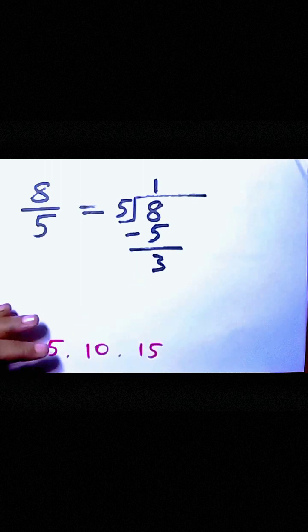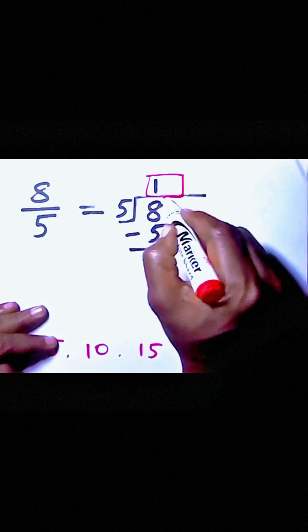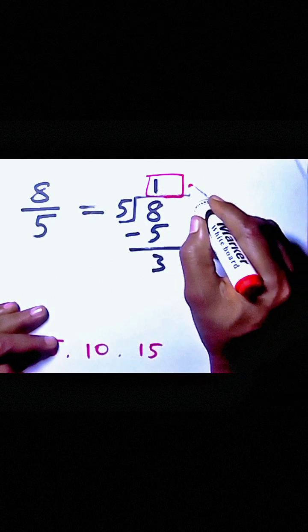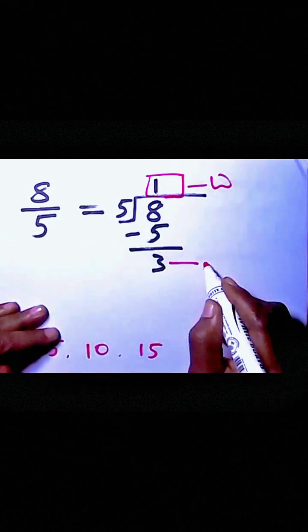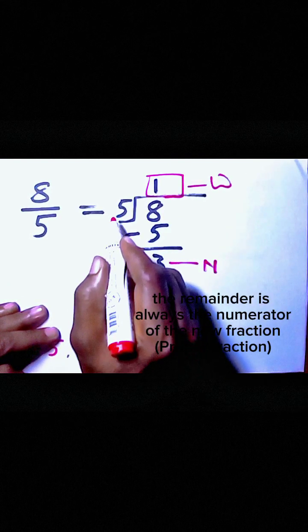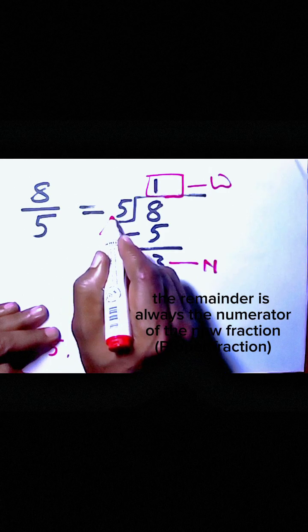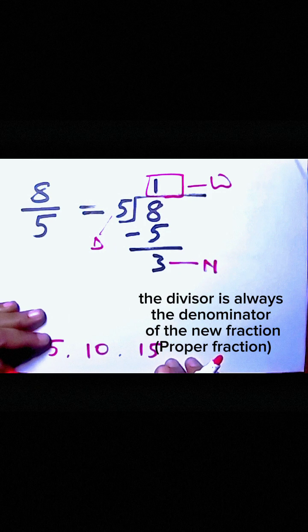When you have something like this, to convert it to a mixed number, what you have on top is the whole number. What you have here as the remainder is always the numerator of the new fraction, and what you were using to divide is always the denominator of the fraction that you want to get. I hope we get this concept.